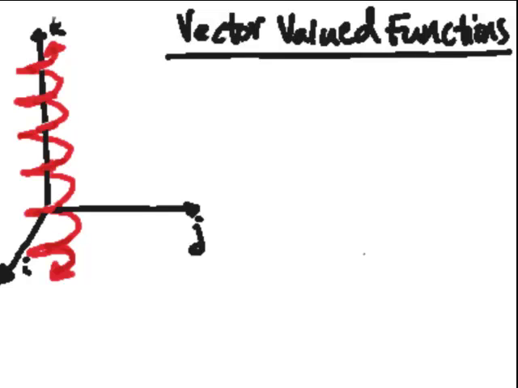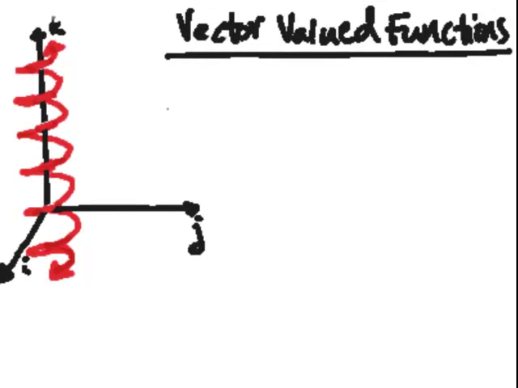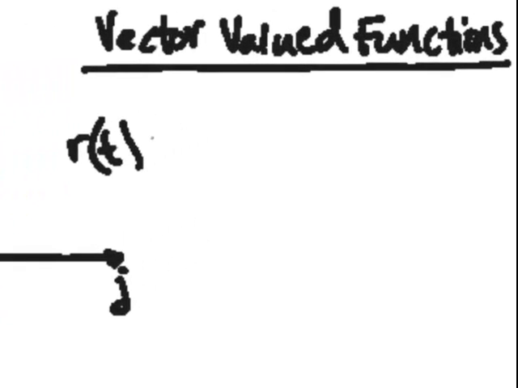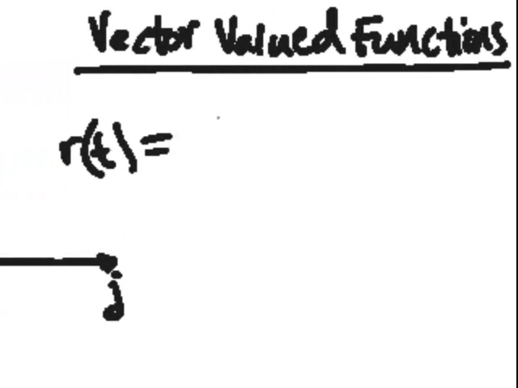Today we're going to be talking about vector valued functions, and basically what we have here is a scenario in which we are given an equation that describes the path of a particle. In this case, this particle is going to be traveling the path of a helix.